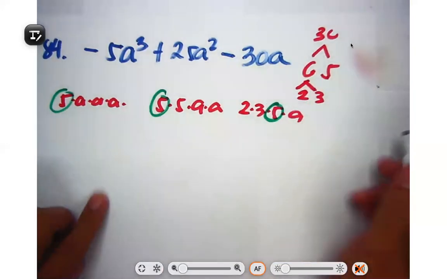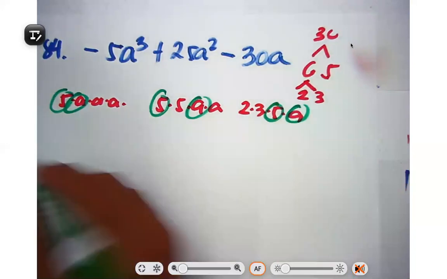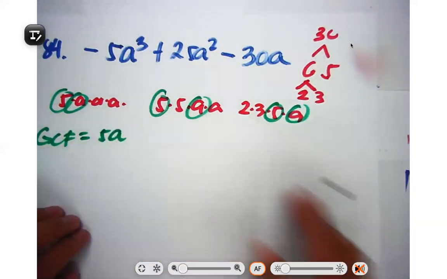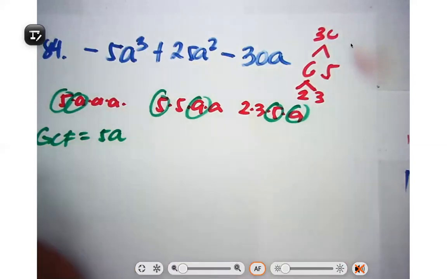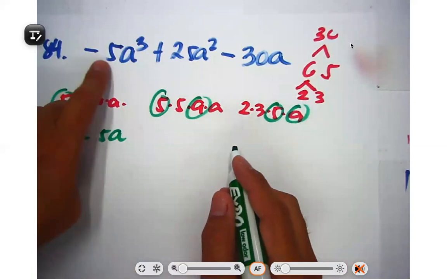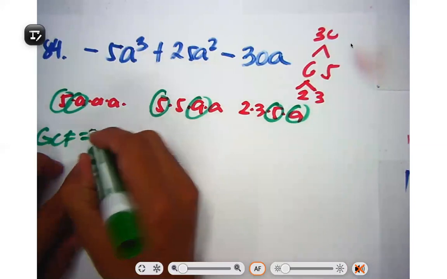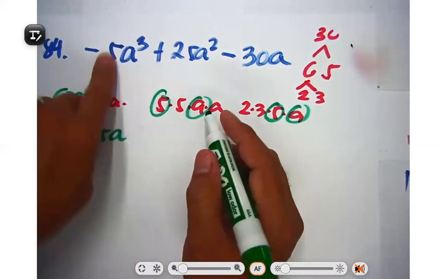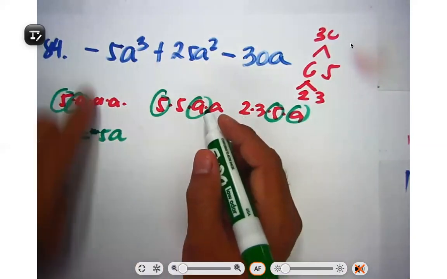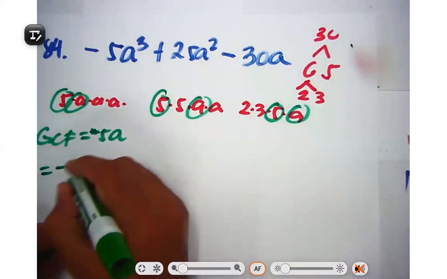Okay, what else is common? You have a and then a. So what's your GCF here? Your GCF here is 5a. But note, when we write our GCF here, we need to look at the sign. What's the sign here? Negative, so you carry that. It's negative 5a. So always remember, carry the sign of your first term. So one of your factors will be negative 5a.